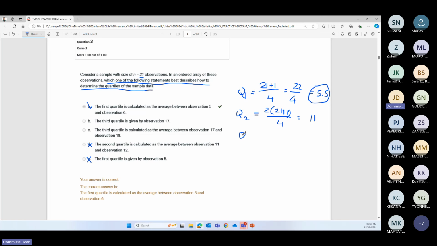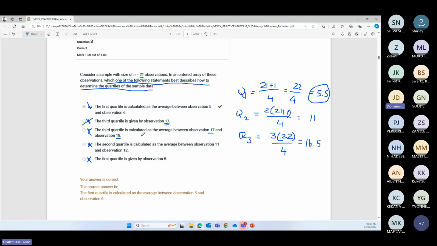And then you can just look at quartile 3. That is 3 times 22 divided by 4. So 3 times 22 is 66, divided by 4 is 16.5. So quartile 3 needed to be between observations 16 and 17 and not 17 and 18. That one is also wrong, because it is 16.5.